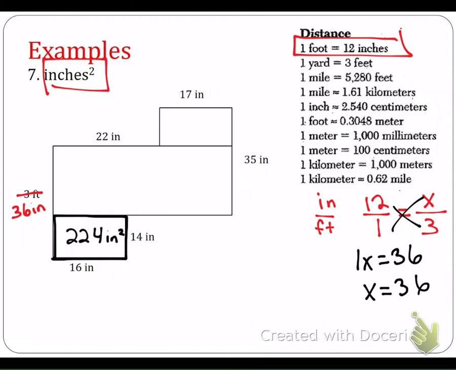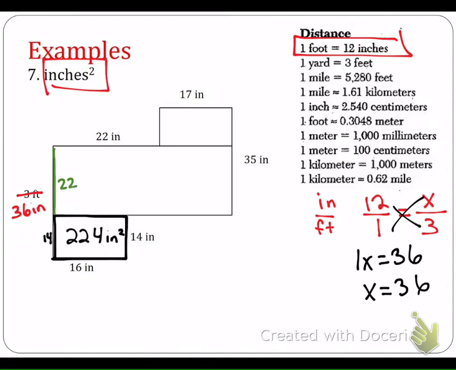Now, how long is this segment? 36. From here to here? 14, okay? That is key that I know that this is 14, because this whole side is 36 inches. If I cut off the lower piece, that's 14 inches. How long is the height of this rectangle? 22 inches. You gotta know that, okay?